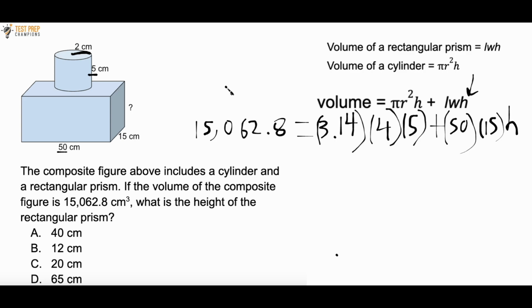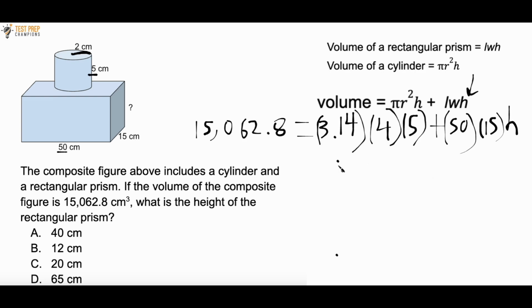Okay, so again, just to take a step back here. We know that the volume of this composite figure is equal to the volume of the cylinder plus the volume of the rectangular prism. All we did here was plug in all the numbers that we could, and we see that we have an h here. Now the name of the game is to get this h by itself. So let me do all the math that I can in my calculator.